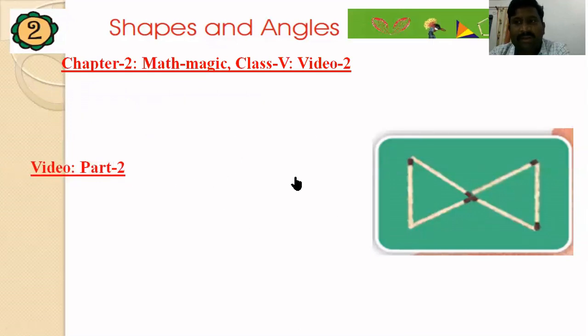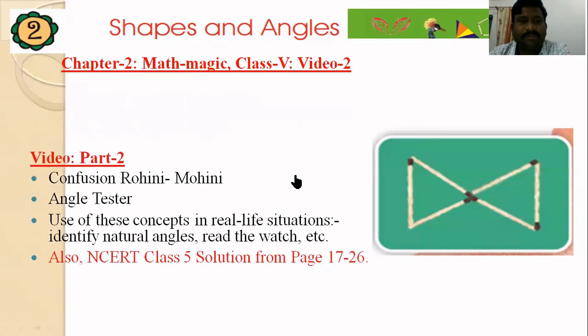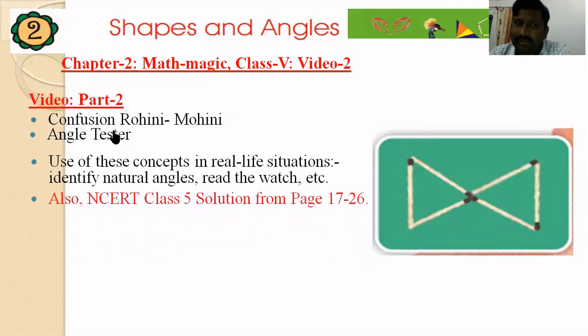Now it is video part 2. In part 2 we will learn about the confusion of Rohini and Mohini. What is that confusion? Mohini has tried to make shapes several times, but she couldn't make the shape like Rohini, so she was confused. Next is the angle tester, use of concepts in real life situations, and also solution of page number 17 to 26. We will discuss all this in detail.